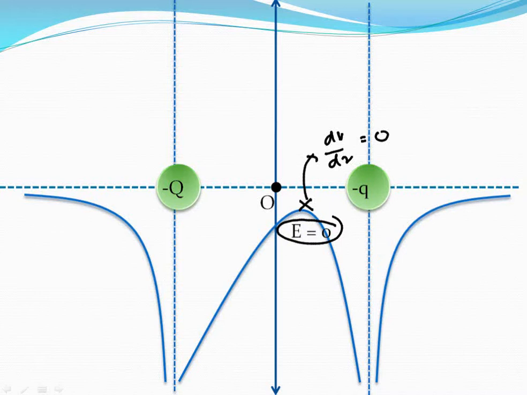So this was about studying the electric potential on the axis of a two-like charge system. Let's now move on to the next concept.